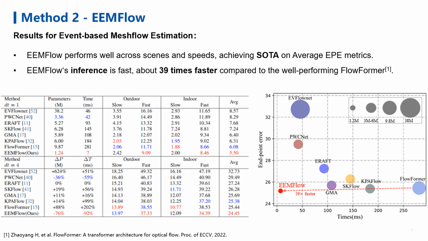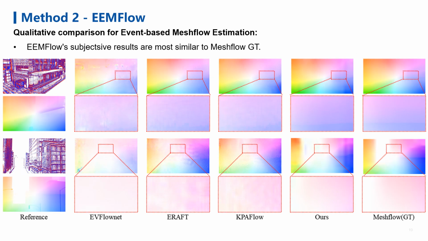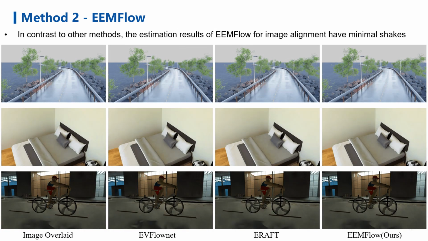Our EMFlow performs well across scenes and speeds, achieving SOTA on average EPE metrics. Besides, EMFlow's inference is fast, about 39 times faster compared to the well-performing FlowFormer. EMFlow's subjective results are also most similar to Meshflow GT. Moreover, EMFlow's estimation for image alignment has minimal shakes in contrast to other methods.